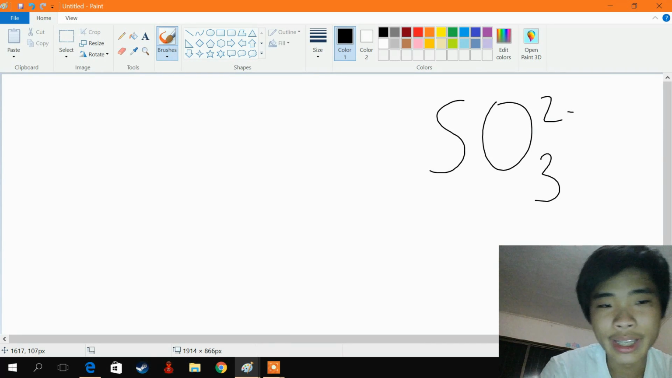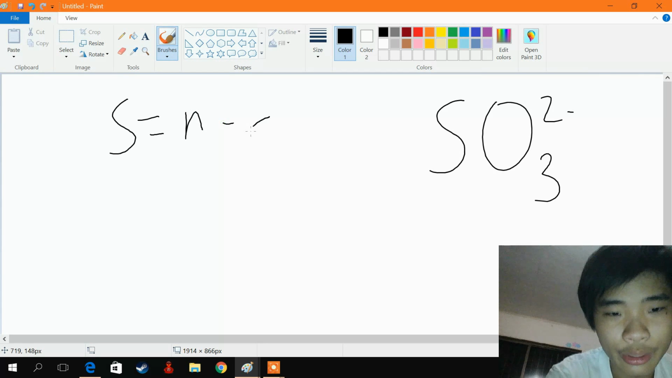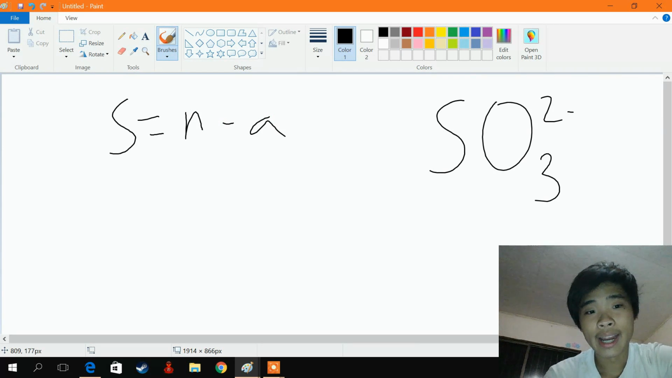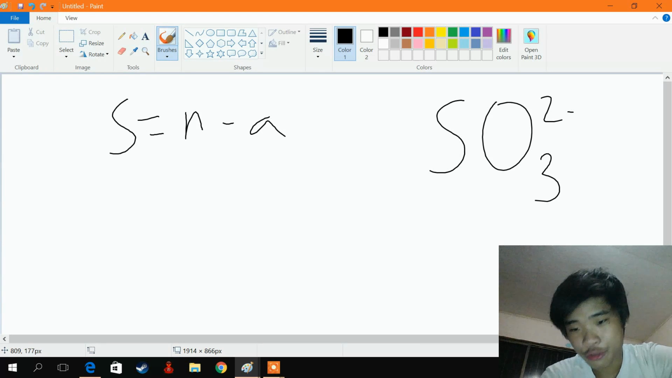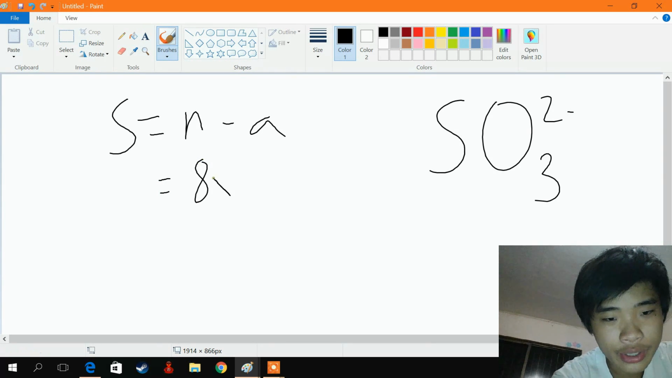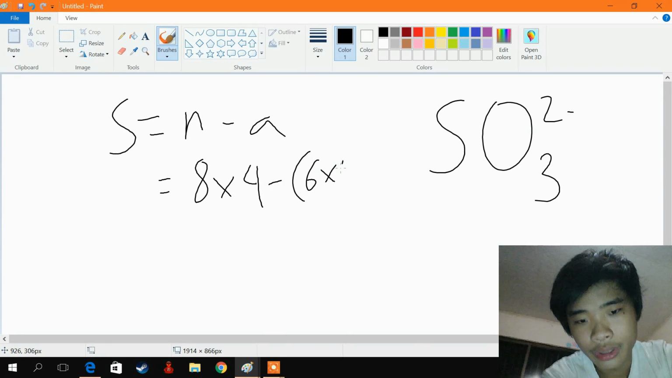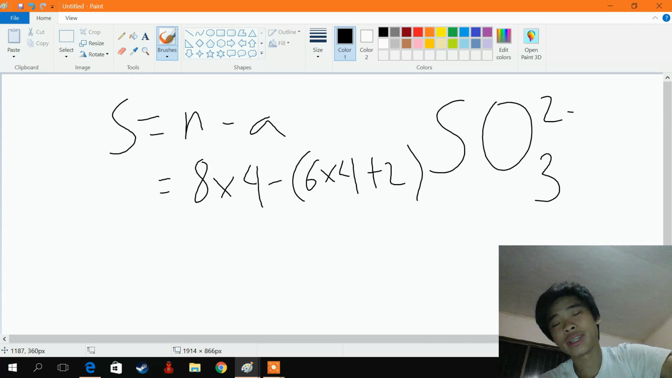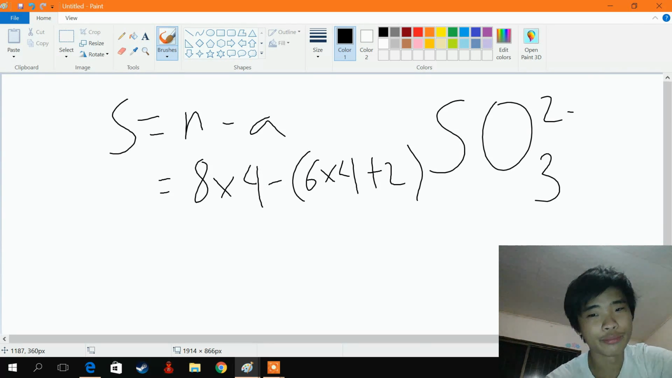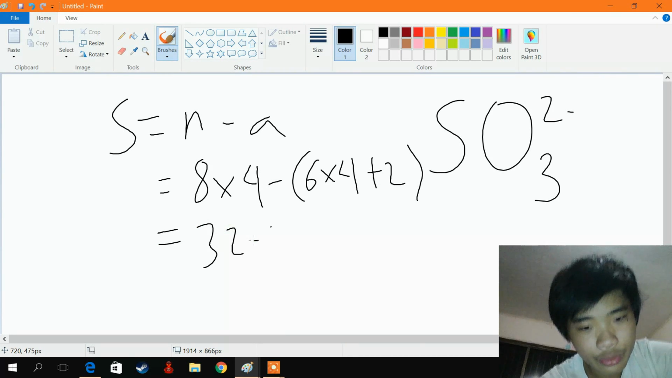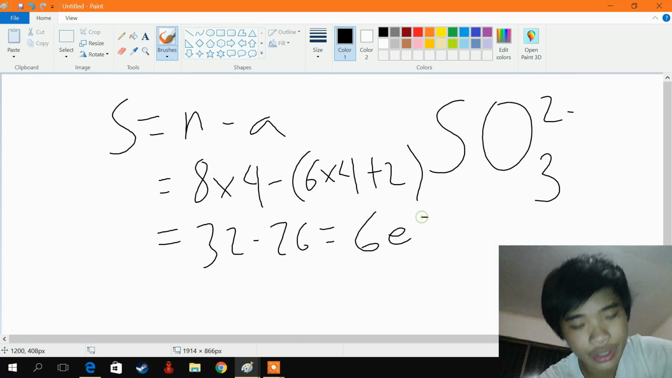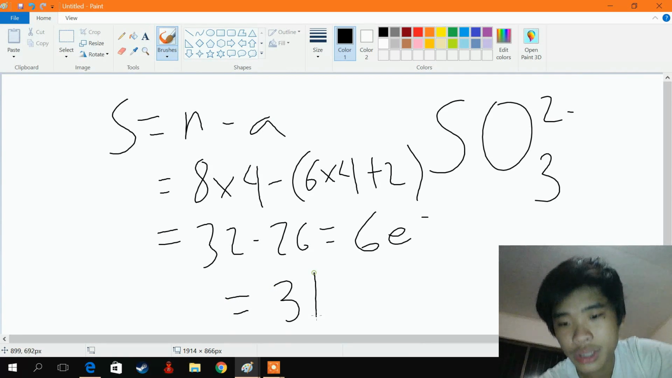do that we have the given formula as S equals N minus A, where S stands for the shared electrons and N stands for the maximum capacity of that atom, and A is the available electrons in that atom. So 8 times 4, since sulfur and oxygen have the same capacity, minus 6 times 4 plus 2, since they are both in group 6 and there's a reduction of negative 2. So 32 minus 26, we have 6 shared electrons, which is equivalent to 3 bonds.